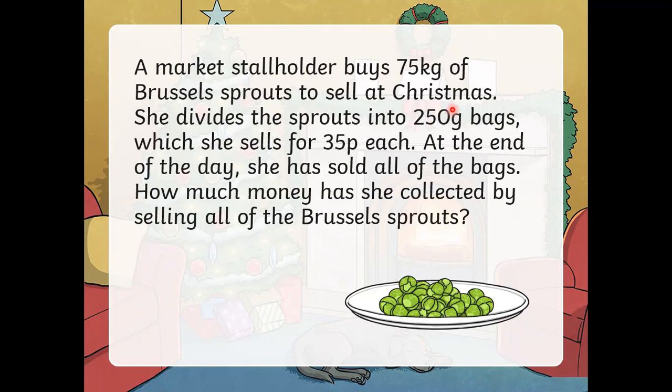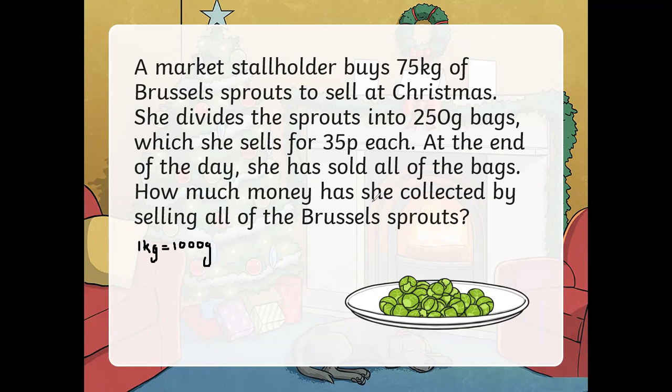A market stallholder buys 75 kilograms of Brussels sprouts to sell at Christmas. She divides the sprouts into 250-gram bags, which she sells for 35 pence each. At the end of the day, she has sold all of the bags. How much money has she collected by selling all of the Brussels sprouts? Okay, so she buys 75 kgs of Brussels sprouts, and then she divides them into 250-gram bags. And so we know 1 kg, start really simple. 1 kg is equal to 1,000 grams.